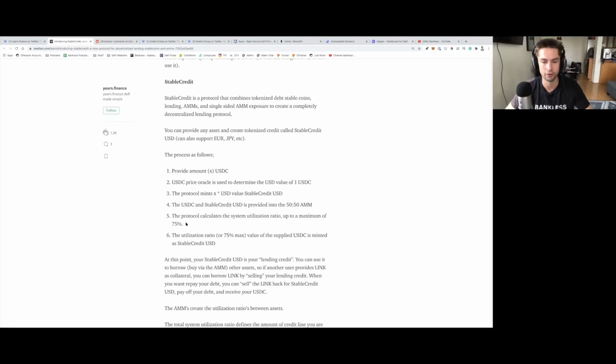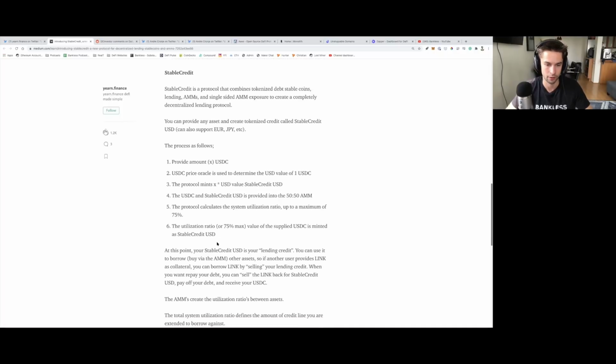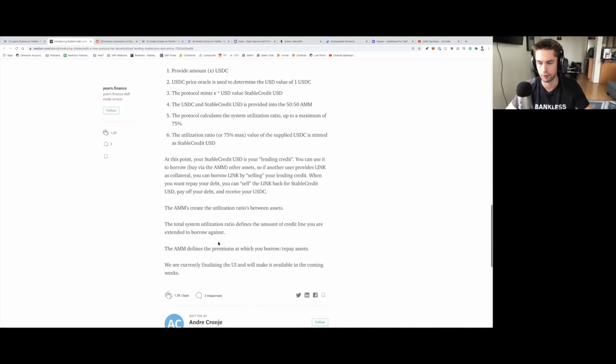Then the protocol calculates the system utilization ratio up to a maximum of 75%. And then the utilization ratio value of the supplied USDC is minted as stable credit USD. All right, so that's kind of where I got lost. At this point, your stable credit USD is your lending credit. You can use it to borrow, aka buy via the AMM, buy via Uniswap, other assets, so that if another user provides Link as collateral, you can borrow Link by selling your lending credit. When you want to repay your debt, you can sell the Link back for stable credit USD, pay off your debt, and receive your USDC.